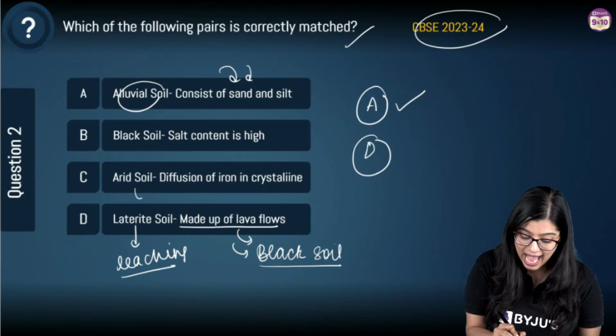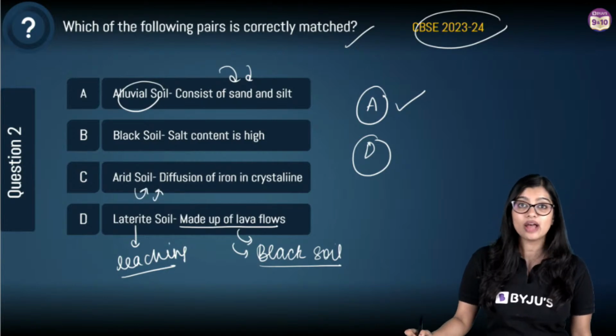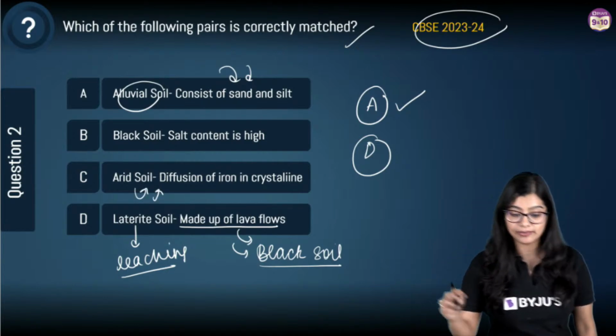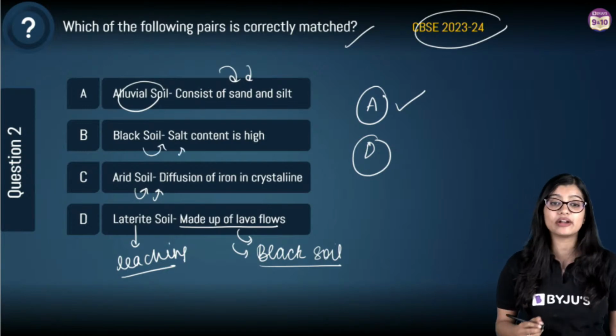So as you can see, arid soil made of diffusion of iron is not there. That is something we see in red and yellow soil. Similarly, black soil may have salt content, but it is not high.